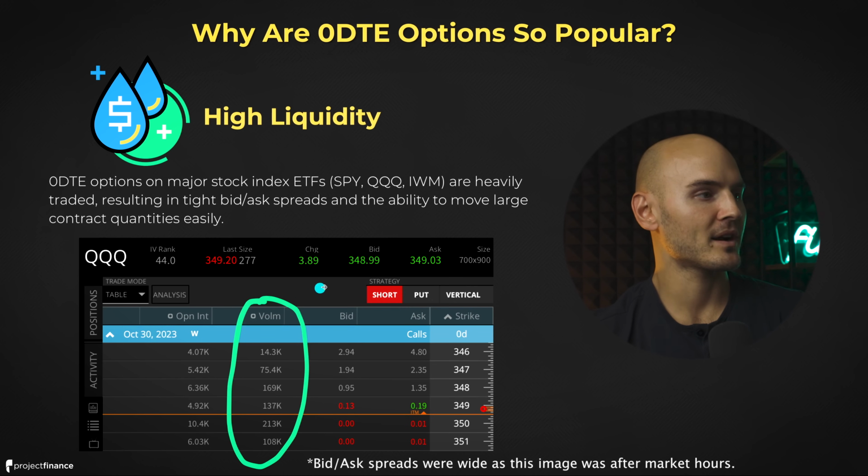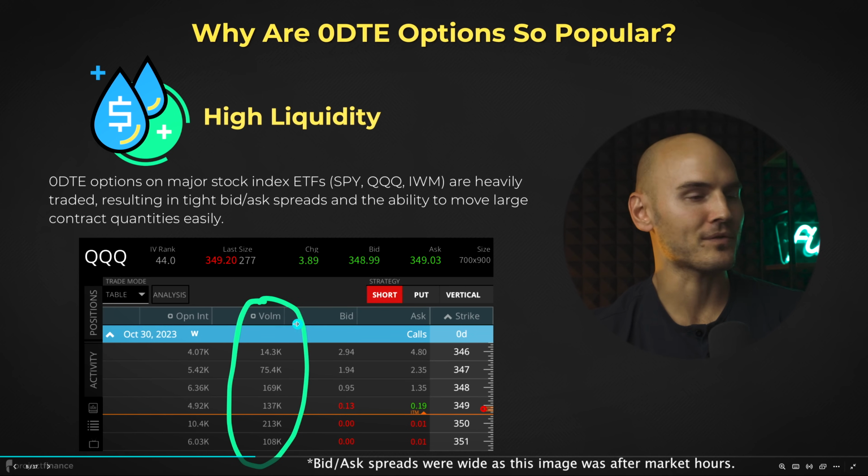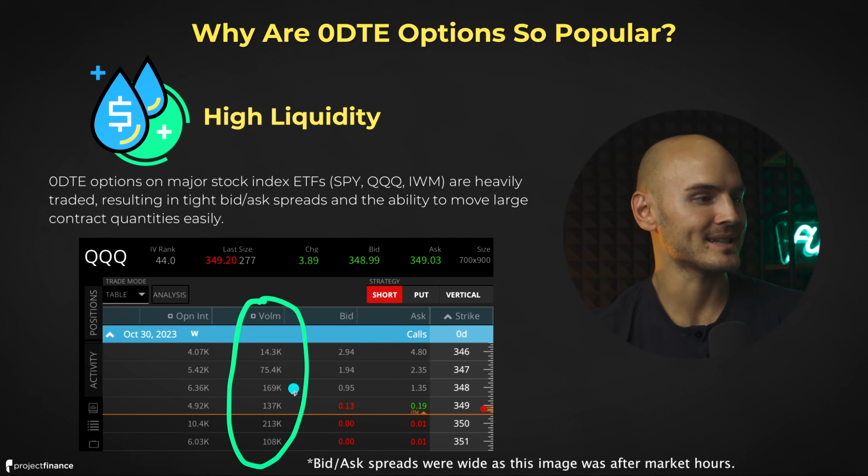I just pulled this up here from today. This was in the zero DTE cycle, and we can see that at various strike prices here, the volume for these call options was in the tens to hundreds of thousands. So this 350 strike QQQ call today traded 213,000 contracts, which is absolutely massive.